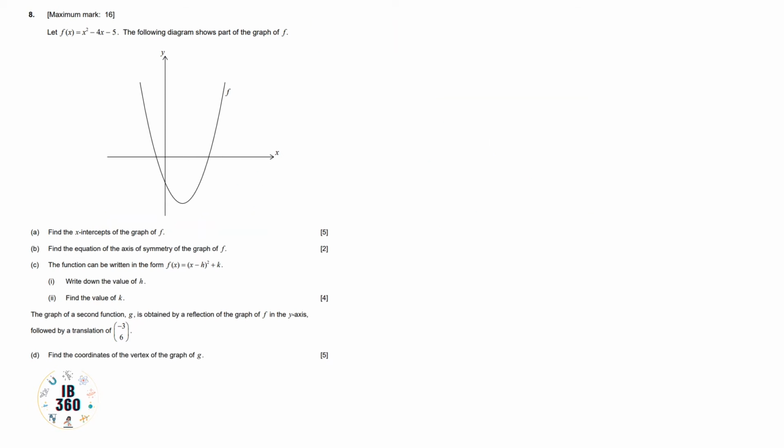Now the next problem. In the next problem, find the equation of the axis of symmetry of the graph of f. So the axis of symmetry is just by this line. By this particular line we can find the axis of symmetry. So if we know the value of x at this particular point, which is the minima point, then obviously we will know the value of x, and then it will be the axis.